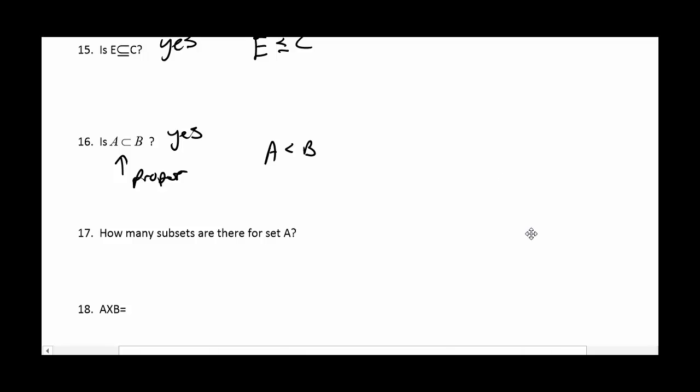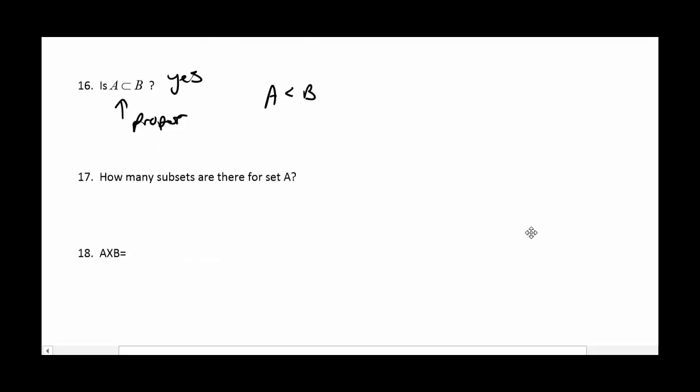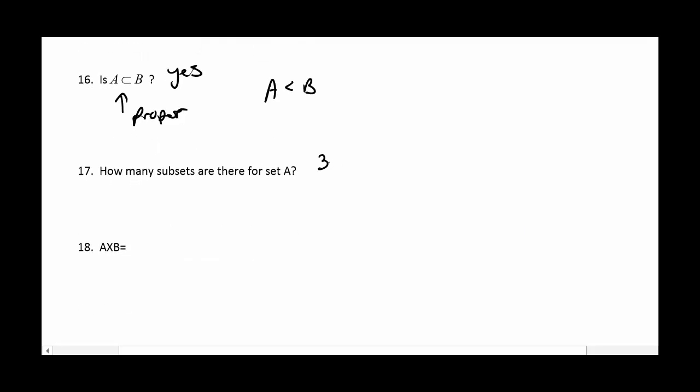All right, so we'll go back up to A. A has 3 elements in it. That's not the answer, by the way. We have a formula that generates this. It's just 2 to the n. So there are 8 subsets total.